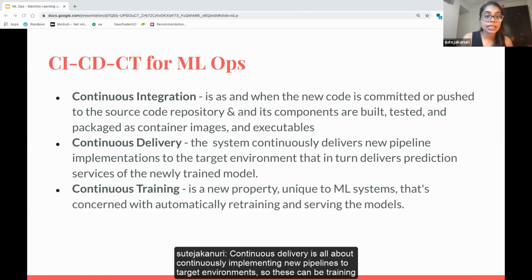Continuous delivery is all about continuously implementing new pipelines to target environments. These can be retraining pipelines, these can be serving pipelines, just to ensure that the entire process and entire workloads which are being served in production are fresh, and they're continuously integrated with the changing model and code.